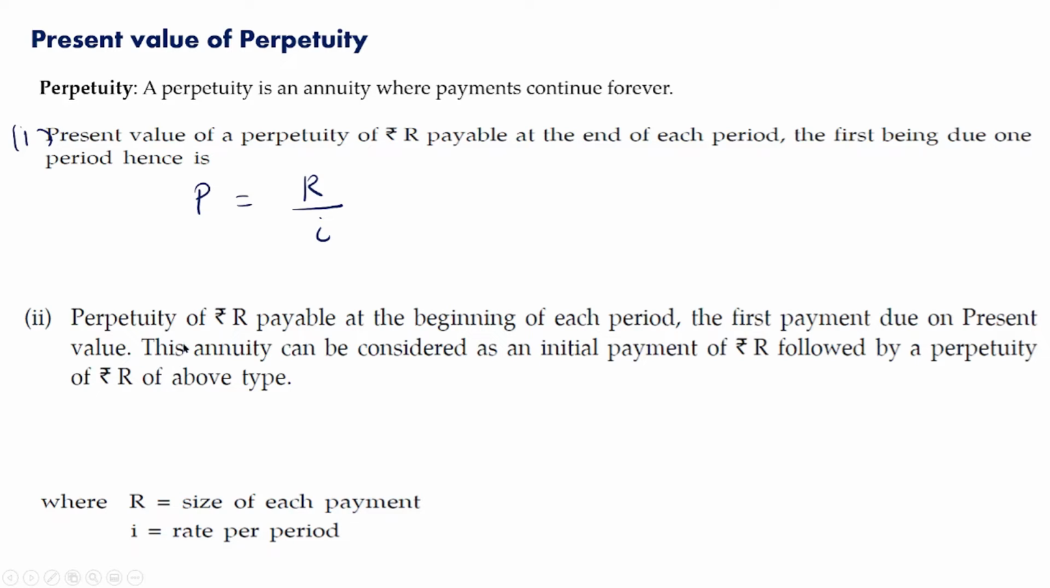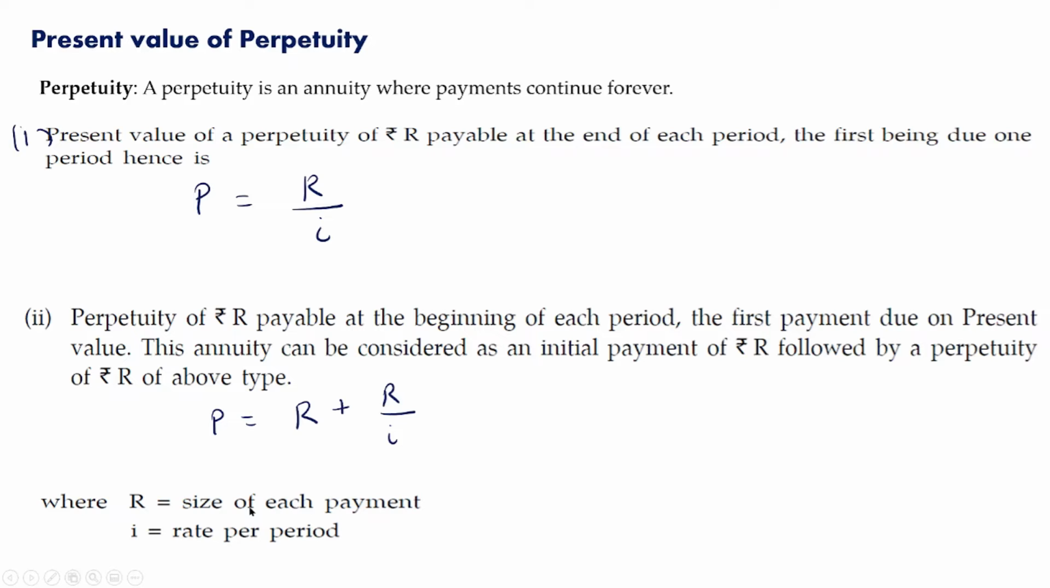And next we have present value of perpetuity of rupees R payable at the beginning of each period, the first payment due on the present value. So this annuity can be considered as an initial payment of rupees R which is followed by a perpetuity of the above type. So on the first day a payment of rupees R is made, and then it is similar to the present value of perpetuity of rupees R payable at the end of each period. So it is R plus R upon I. So here P is equal to R plus R by I, where rupees R is payable at the beginning of each period. Again R is the size of each payment and I is the rate per period.